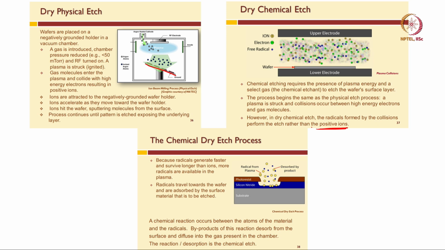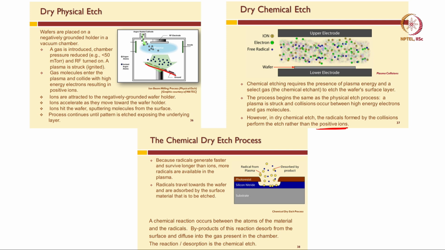So, when you introduce the gas, the radicals which are formed will etch the material on the wafer. In physical etch, the gas that you introduce is converted into ions, and these ions are used for etching the material.